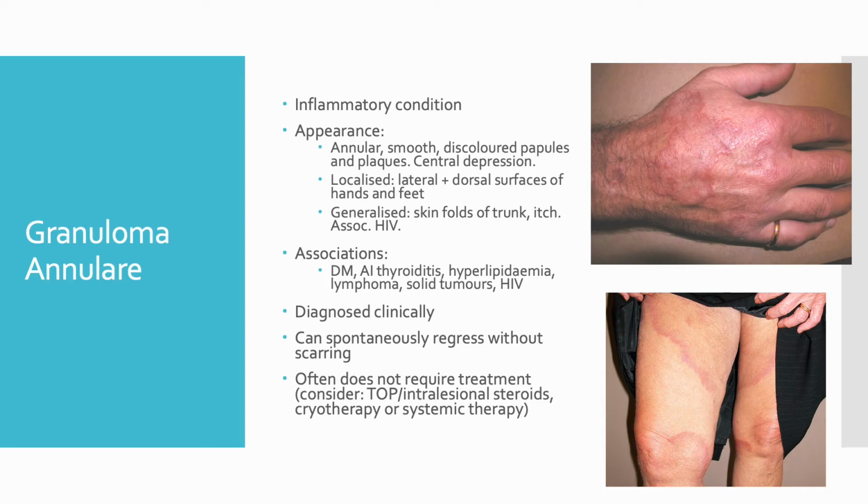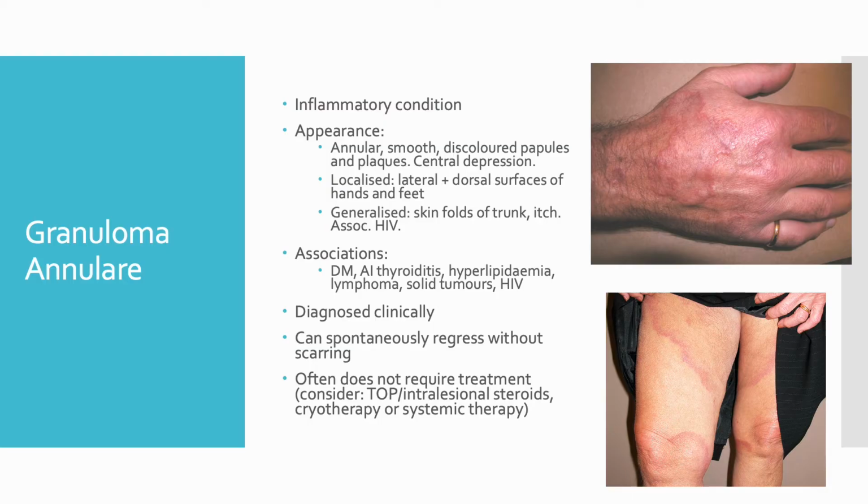A condition that is occasionally associated with diabetes is granuloma annulare. So this produces slowly spreading rings, and the back of the hands and the top of the feet are quite common sites, but it can occur more generally, as you can see in the lower panel.